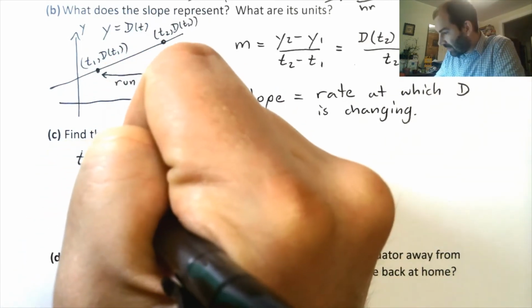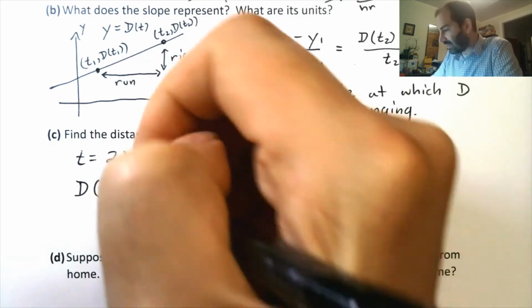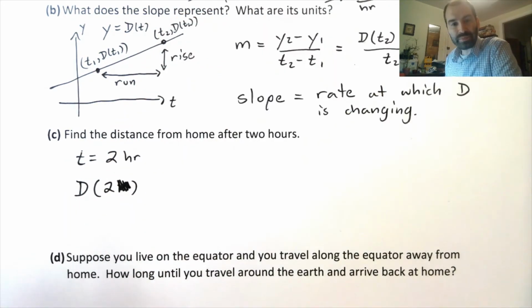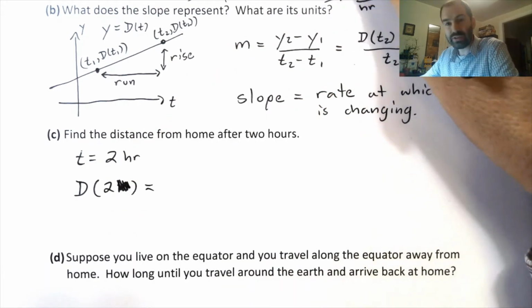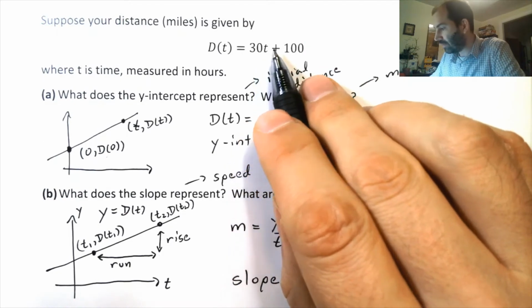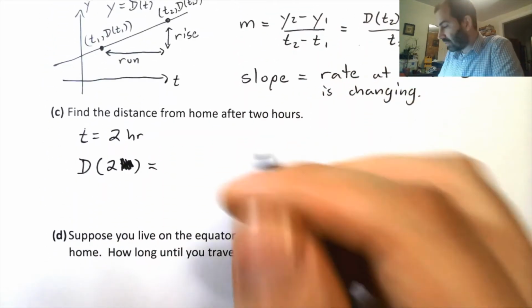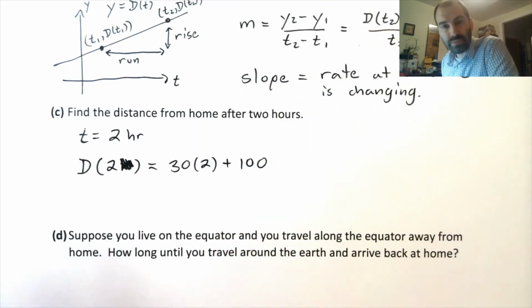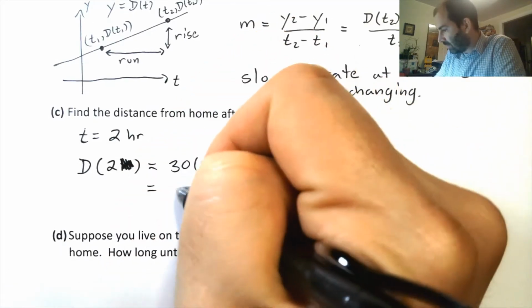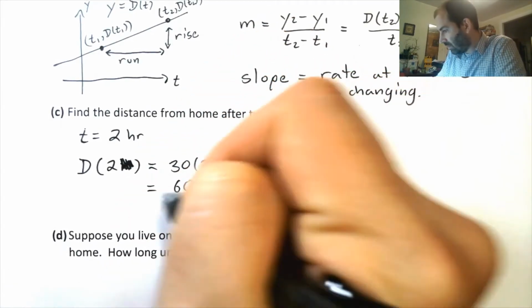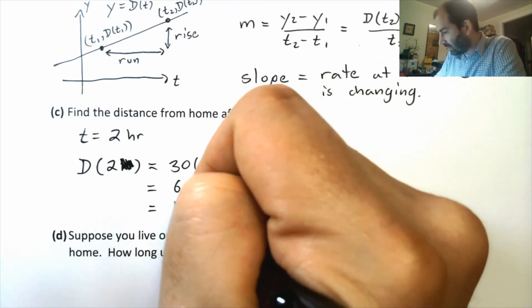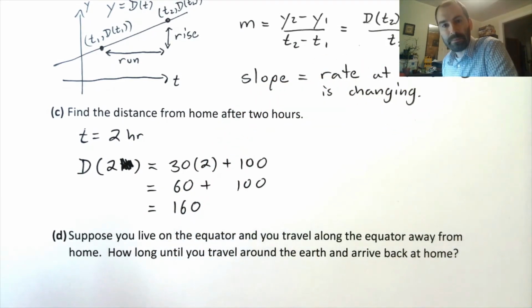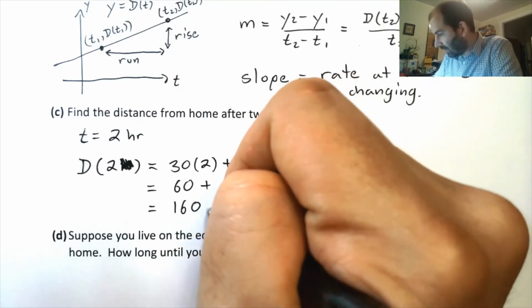The distance at any time, let's leave off the units. D of 2 is, well, let's go to my function's formula here, 30t plus 100. All right, so it's 30 times 2 plus 100. Let's simplify this. 30 times 2 is 60. 60 plus 100 is 160. And distance is measured in miles. Right? So my answer would be 160 miles.